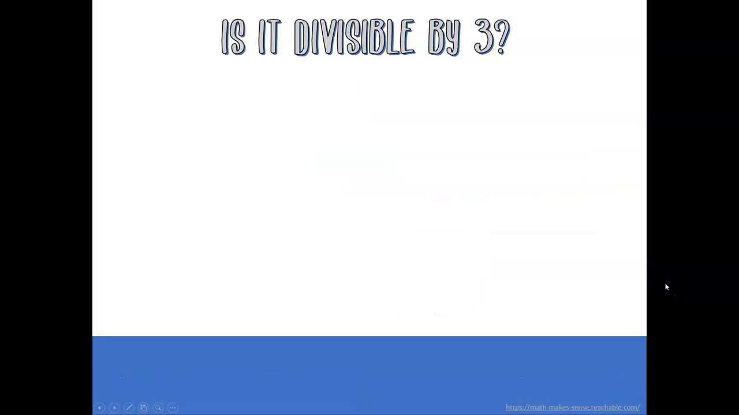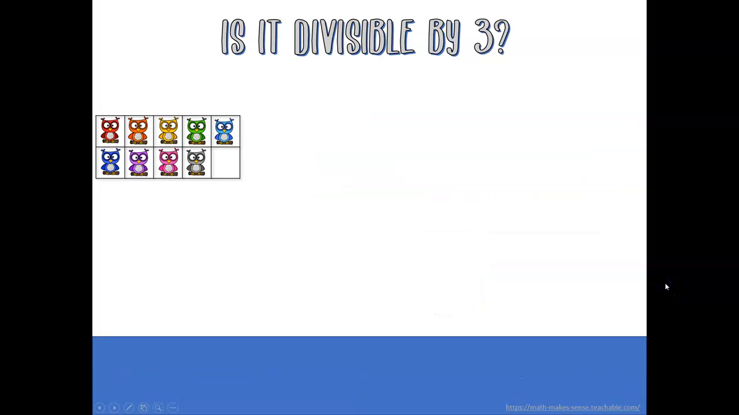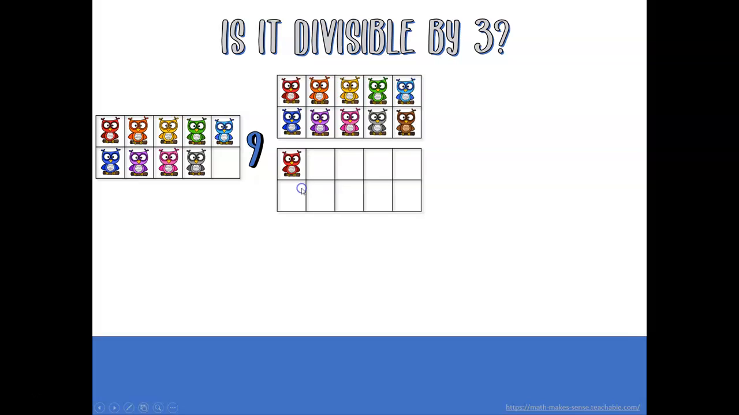Okay, let's look at 3s. And we'll start off with the number 9. So let's see if we can break this into groups of 3s with nothing left over. So we have 1, 2, 3. 1, 2, 3. 1, 2, 3. It works out perfectly in groups of 3s with nothing left over. So we'd say yes, 9 works.